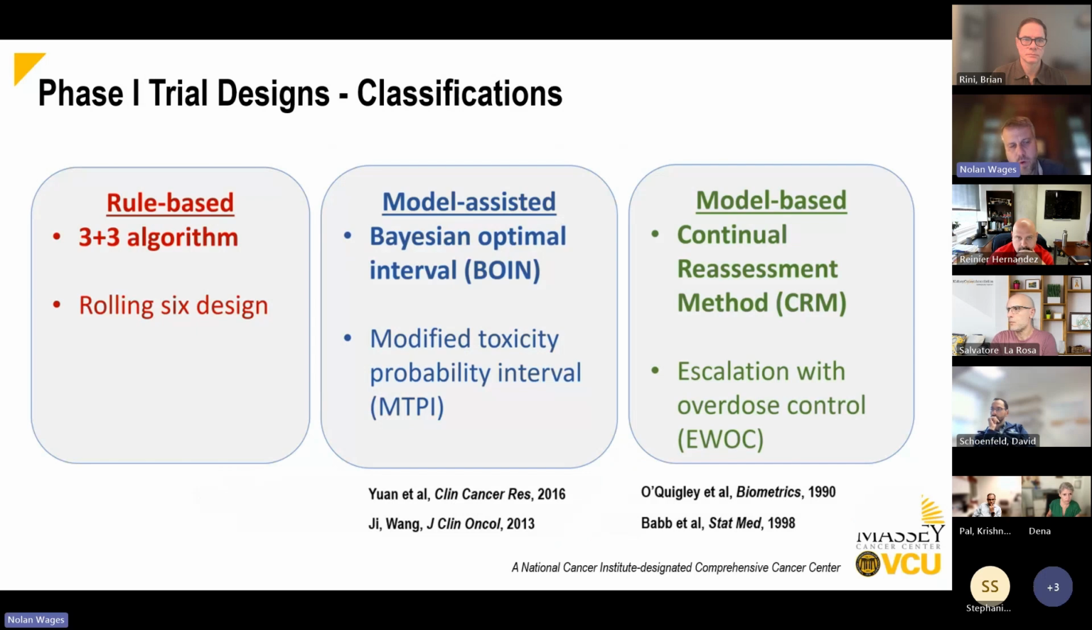So generally, phase 1 trial designs or dose finding designs can be classified into 3 different buckets. The most classic is a rule-based algorithm. Some of you may have heard of the 3+3 algorithm. We're going to talk about that briefly in a moment.